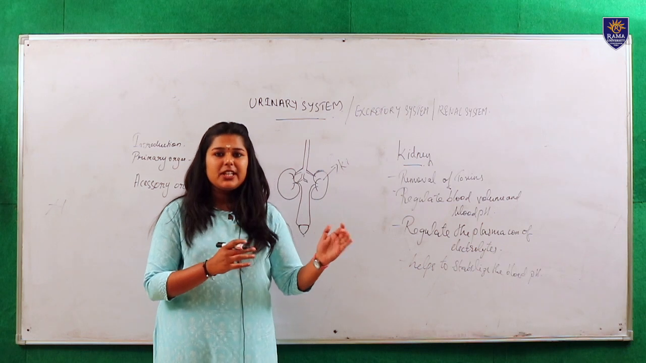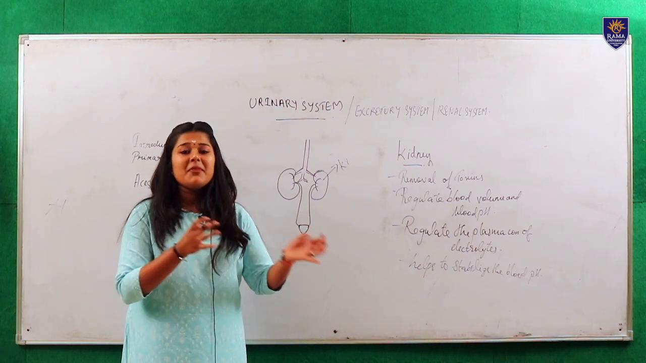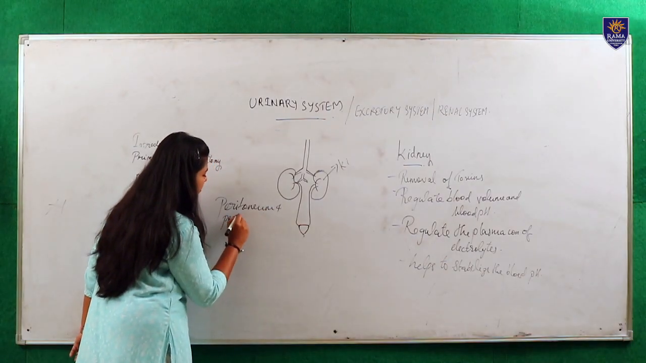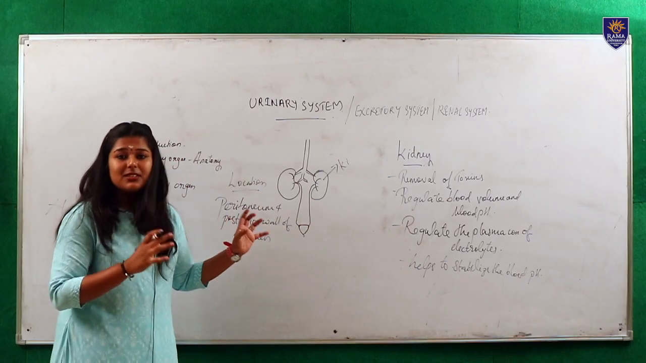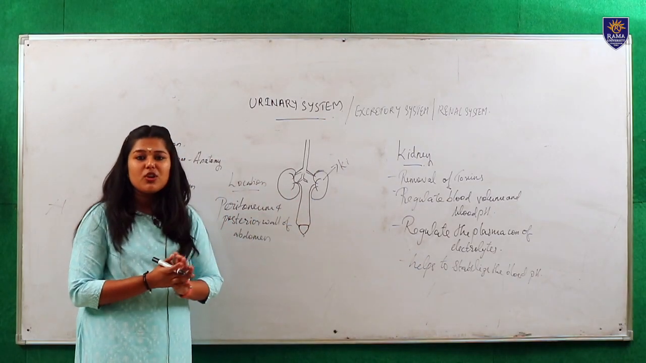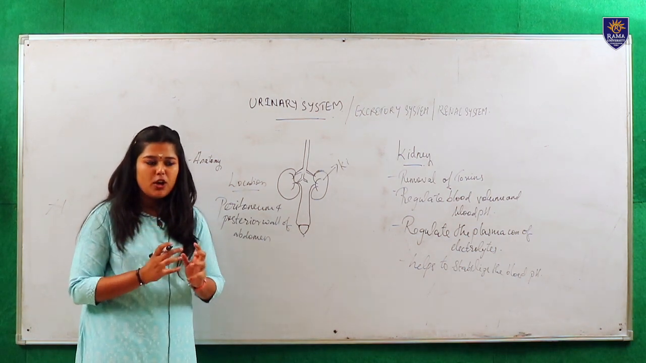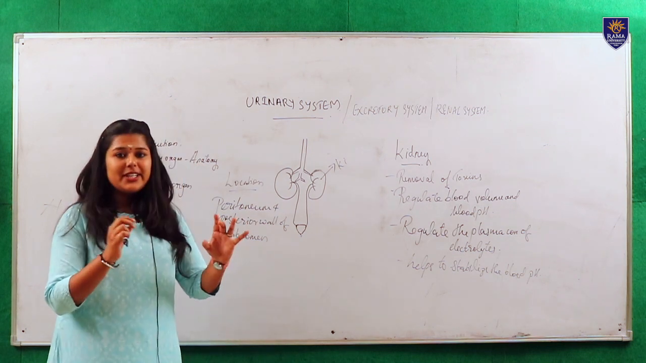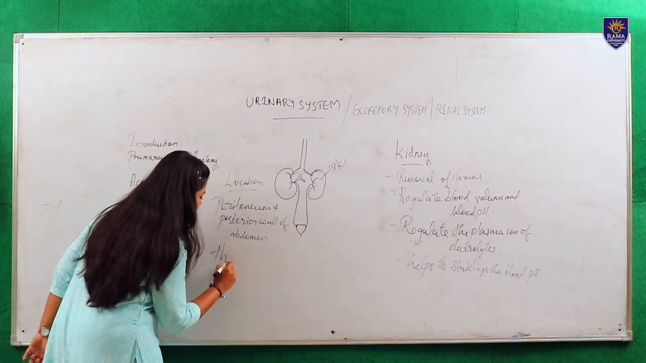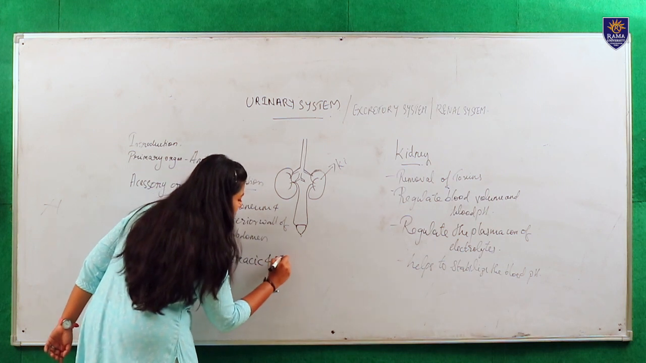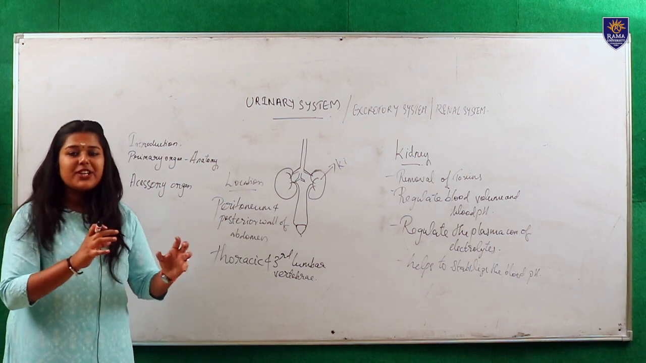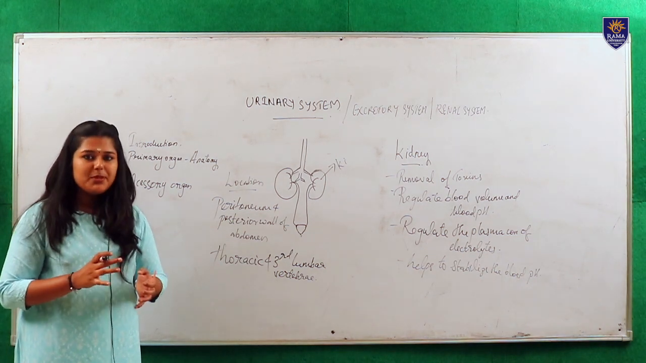Now coming to the location of the kidney. The kidney is actually located between the peritoneum and the posterior wall of the abdomen. This is the reason why the kidney is also called a retroperitoneal organ. Vertically, it is located between the thoracic and third lumbar vertebrae. It's also partially protected by the 11th and 12th pair of ribs.